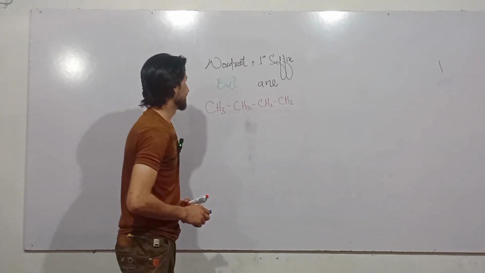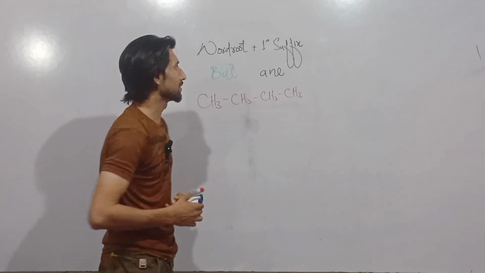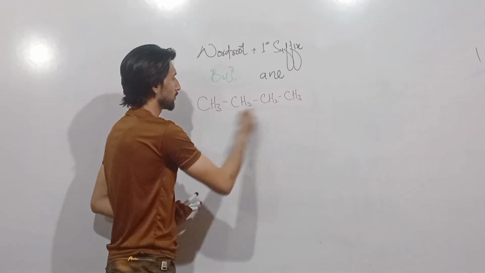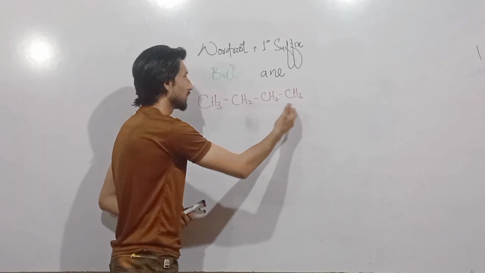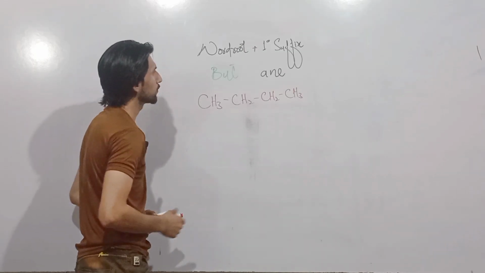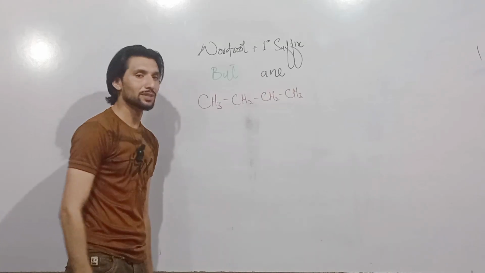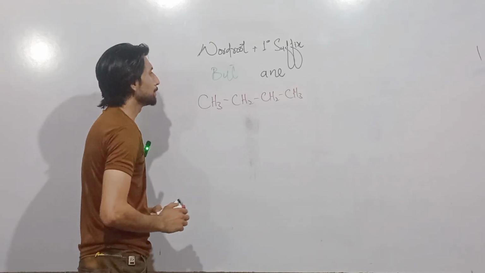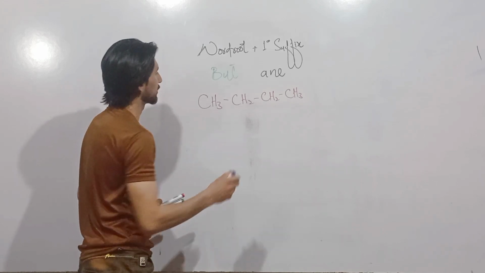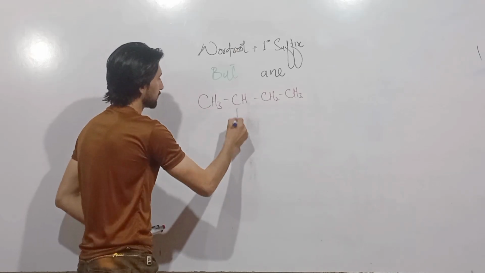As we learned, in our name there are at least two things. One is the word root, and for a 4-carbon molecule, it is but. And for a saturated molecule, we use ane. So we learned these two things. Now I told you, suppose a branch was present, in this case, what will happen to the name?